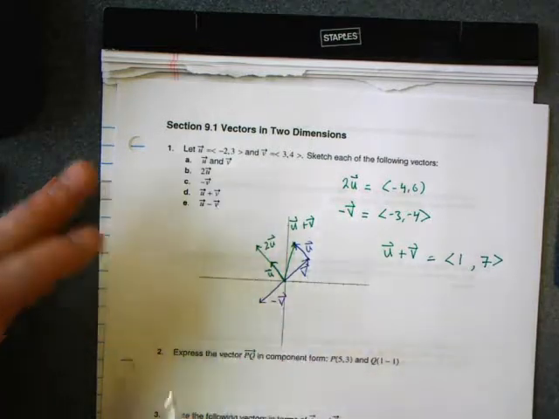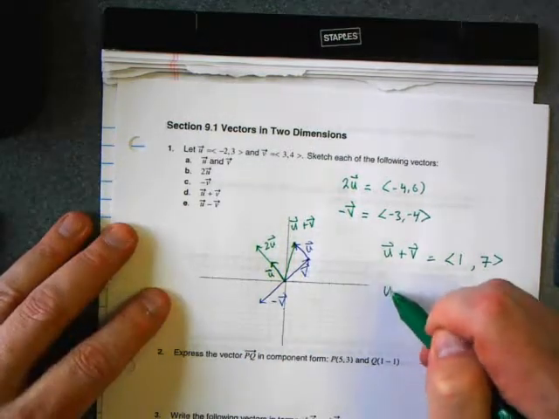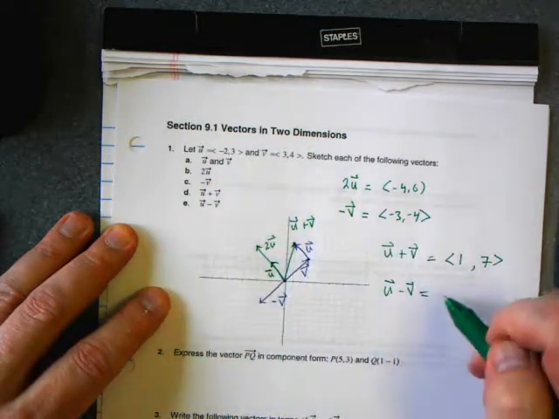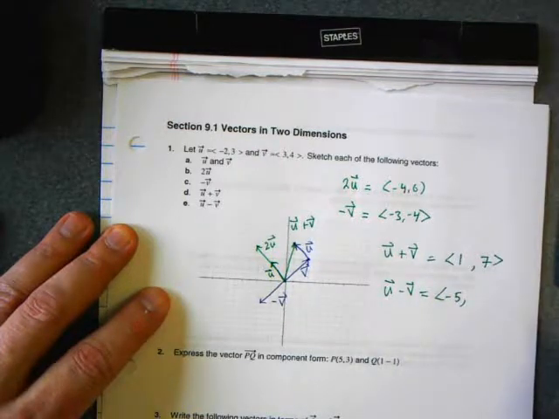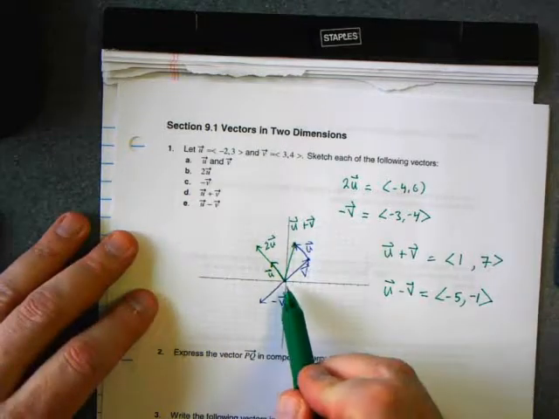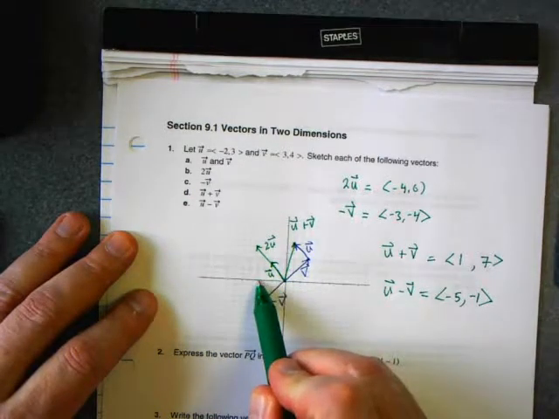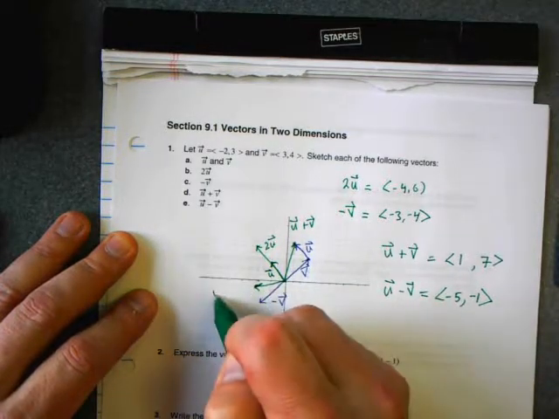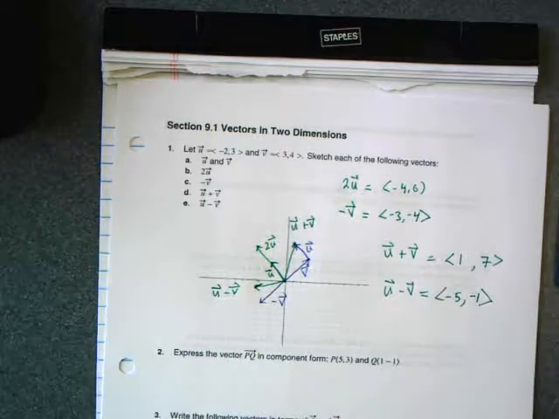Finally, how about u minus v? Well, same deal, right? You subtract the coordinates. So it's going to be negative 2 minus 3, that's negative 5. 3 minus 4 is negative 1. So negative 5, negative 1 would be right there. That would be u minus v. Questions on that? All right, so far I like vectors. They seem easy.